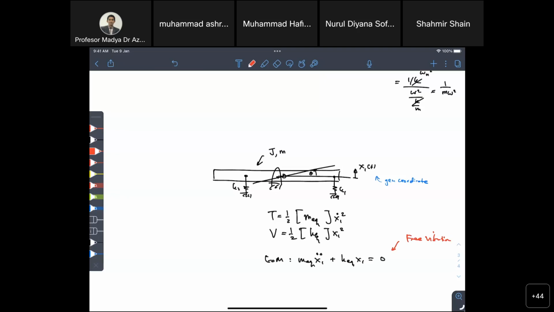Now if we have a force, let's say the force is excited at that location. What happens to the equation of motion? Is it simply Ft? Is it simply Ft?